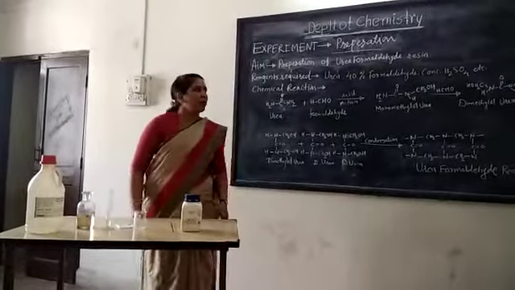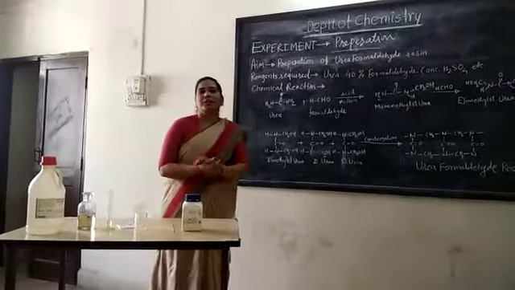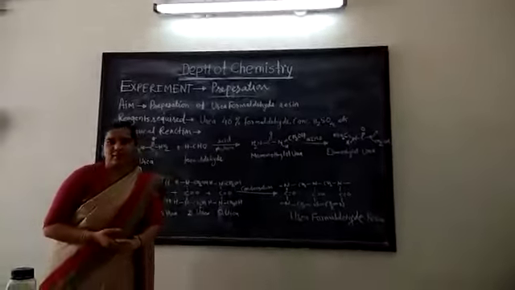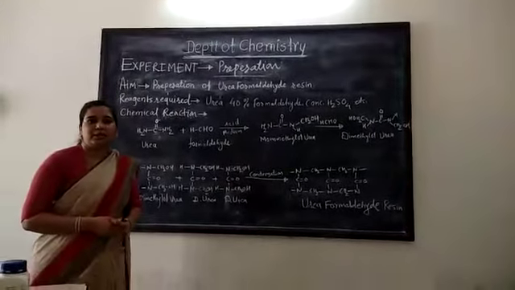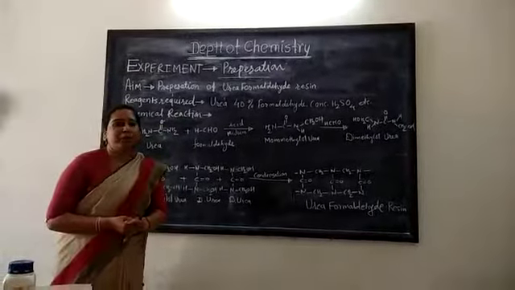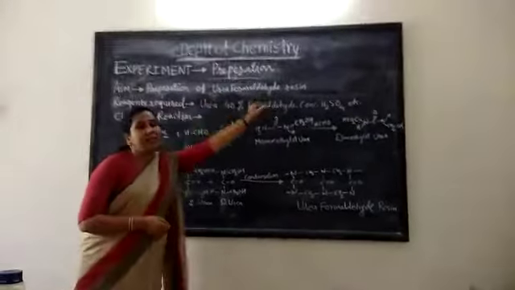Jyotish Ekokar, and today we will see the experiment of preparation of urea formaldehyde resin. It is our third experiment according to our sequence. So we have to prepare here urea formaldehyde resin.